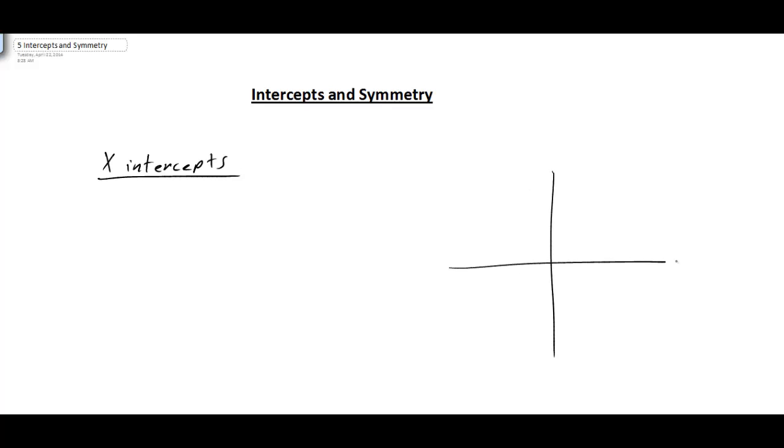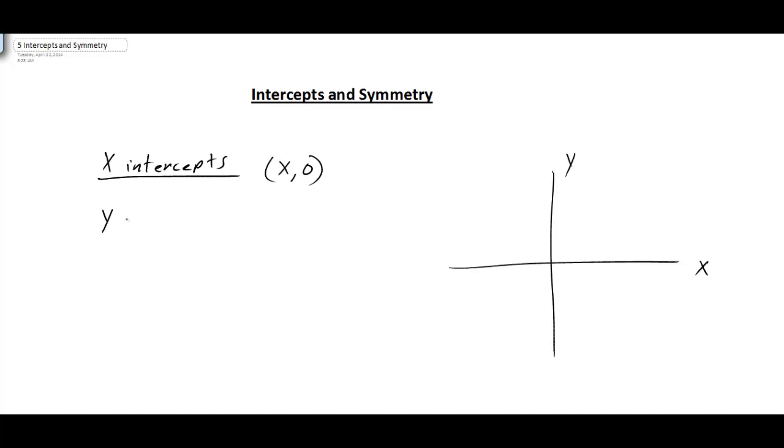If you think about this graphically, if we're going to cross the x-axis at any point here, what do we know about the y value? Well, that means we cannot go up or down. So if we're not going up or down, that means your y value must be 0. So your x-intercept will always have the form of a number and then comma 0.